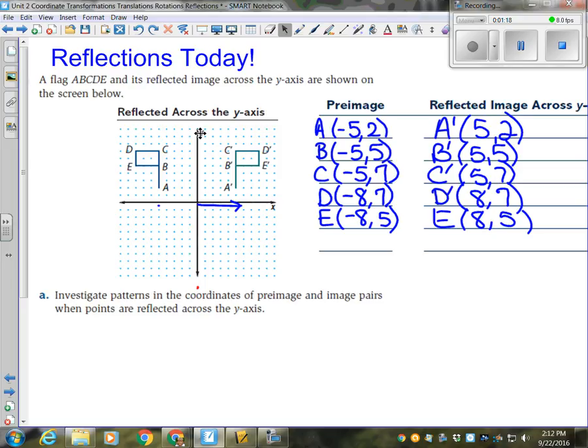So it looks like I have a pattern here. Let's see if we can see the pattern. This is a pretty simple pattern. All of my x's changed. How did all of my x's change? Well, it looks like the only thing that happened is that the x's changed sign. So that's going to be one of my patterns that I see. So down here where it says pattern, my pattern is x's changed sign. Y's were the same. So nothing happened to the y's.